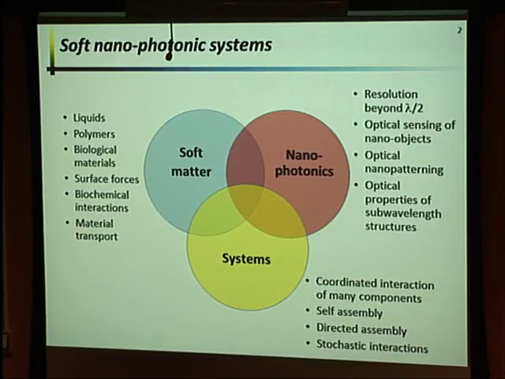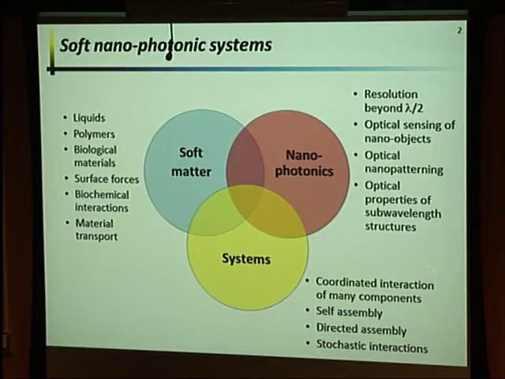Nanophotonics, you're probably all much more familiar with, so this includes things such as resolution beyond the diffraction limit, beyond lambda/2, optical sensing of nanoscale objects, which is more of a signal-to-noise problem, but often is closely tied to resolution. Optical nanopatterning, which is the ability to write very small structures on surfaces with feature sizes hopefully below this diffraction limit, looking at the optical properties of subwavelength structures.